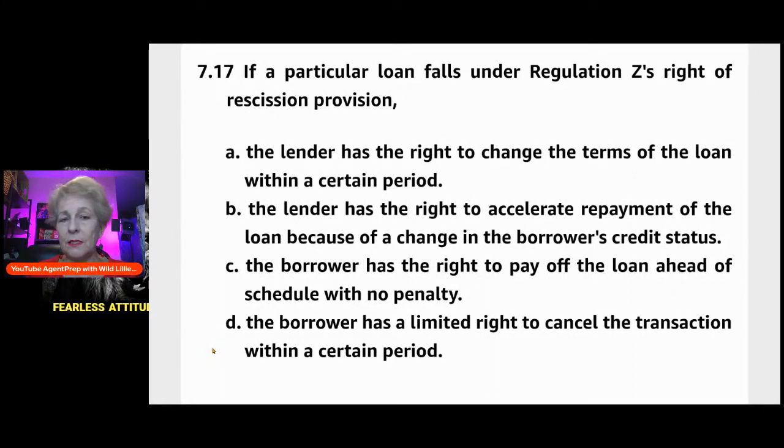So this is the right of rescission provision, because a lot of transactions don't go through, right? Something falls apart. The survey, the inspections, and the appraisal, everything has to be met when there is a loan involved.